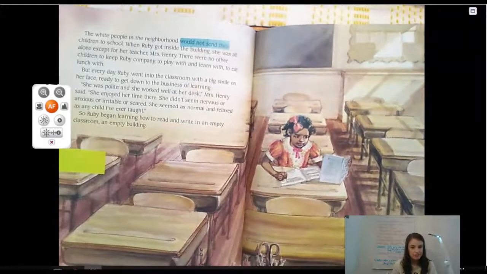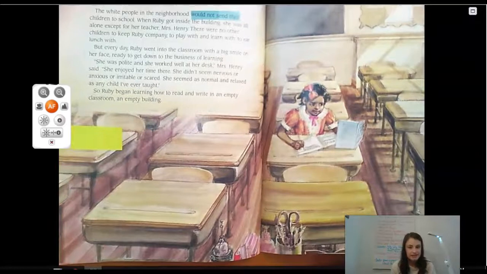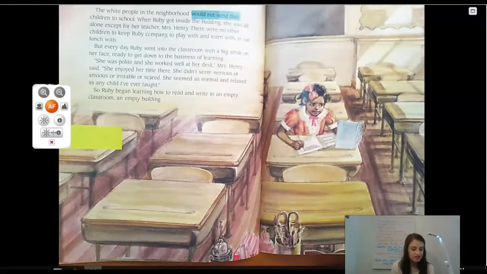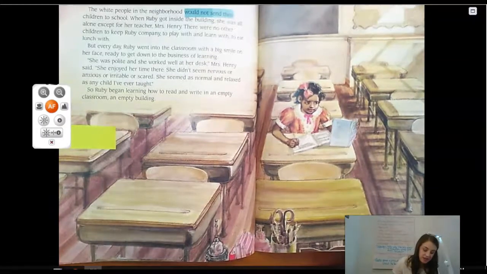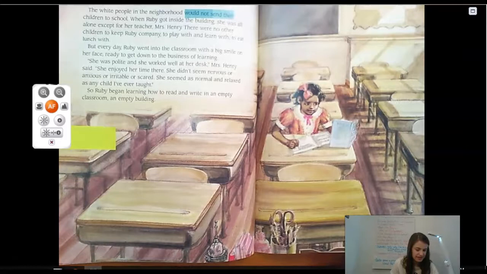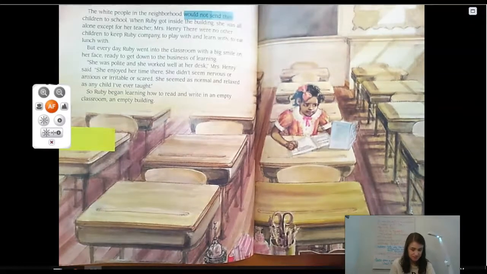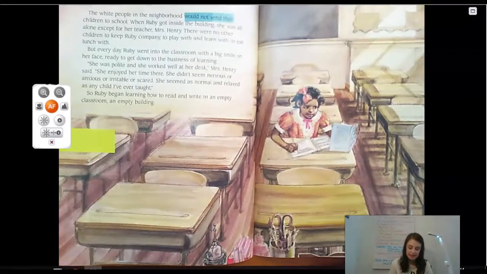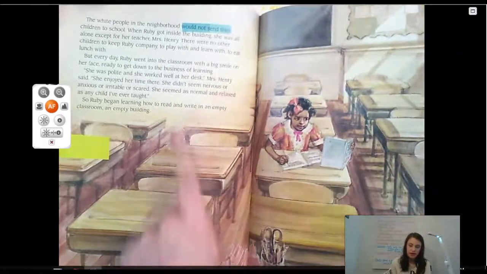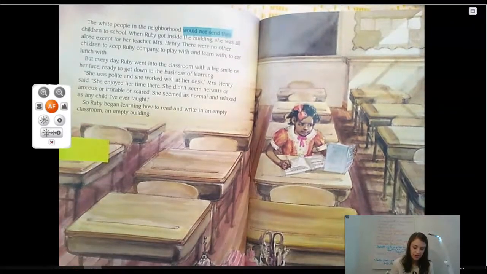But every day, Ruby went into the classroom with a big smile on her face, ready to get down to the business of learning. "She was polite and worked well at her desk," Mrs. Henry said. "She enjoyed her time there. She didn't seem nervous or anxious or irritable or scared. She seemed as normal and relaxed as any child I've ever taught." So Ruby began learning how to read and write in an empty classroom, an empty building. Wow, can you imagine going to a school and being there all by yourself?